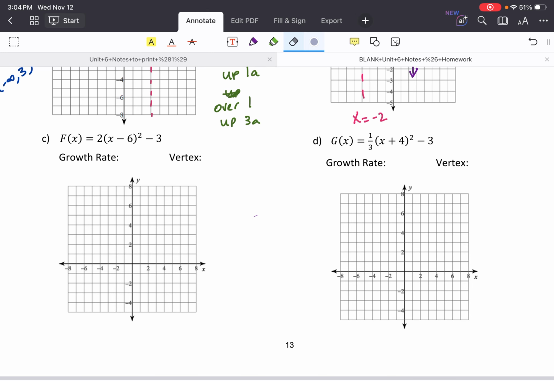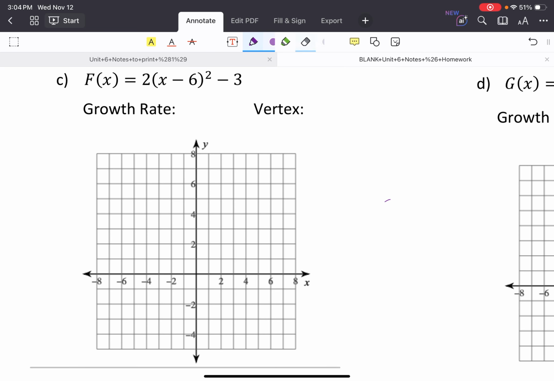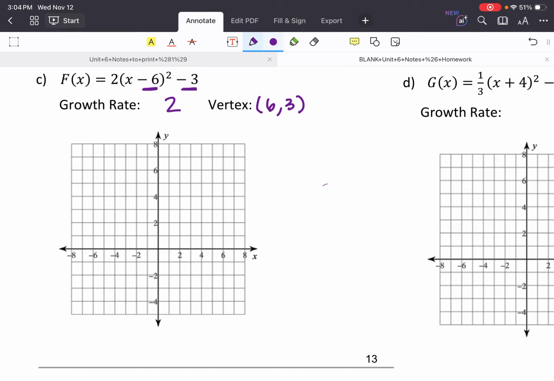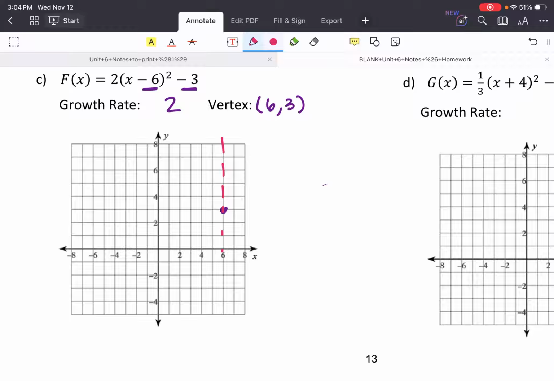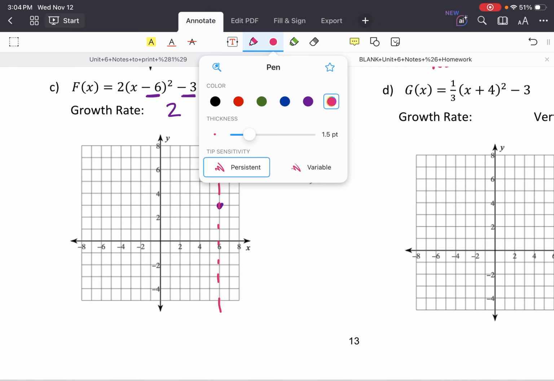All right, so we are back to graphing things in vertex form. Now we have a bigger growth rate, so we have a growth rate of 2. Our vertex is from here and here, so we're going to have a vertex of 6, positive 3. So we go to 6, 3, and we draw in our vertex point. And we can draw in our axis of symmetry. Our axis of symmetry happens at x equals 6. It's the x point of the vertex.